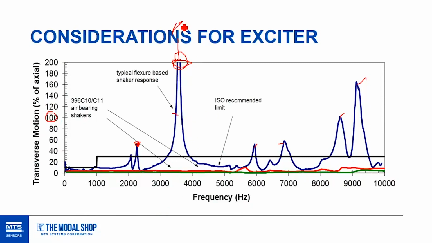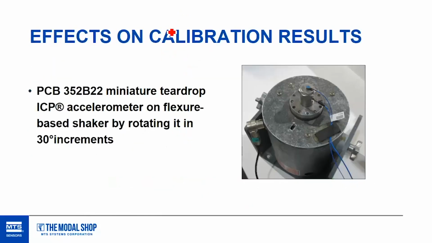So you can see that when you have these big spikes like this, the transverse sensitivity on your accelerometer starts to become important. Your accelerometer is going to respond to this motion, and that is going to show up as an error in your measurement. So what we did here is a nice test to visualize what happens in that type of test.